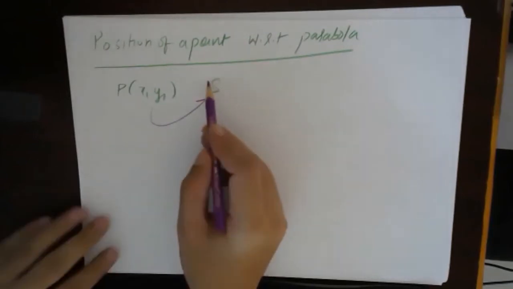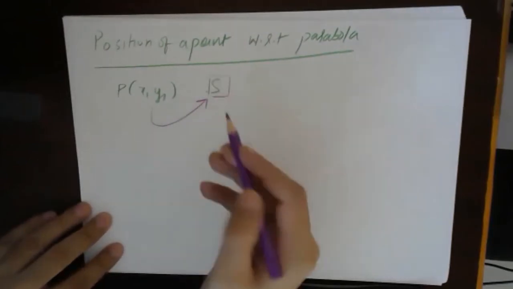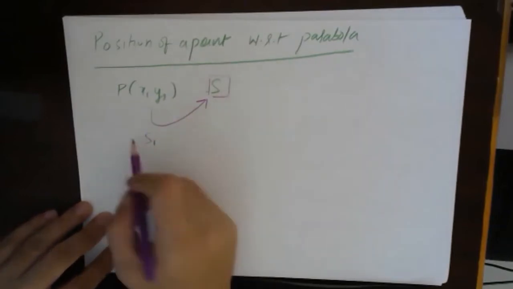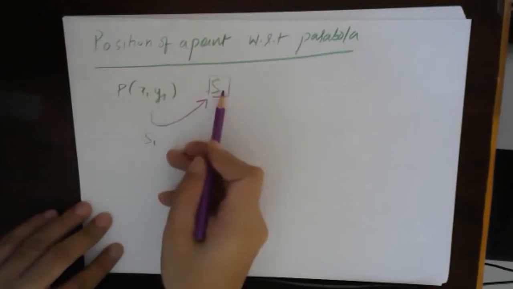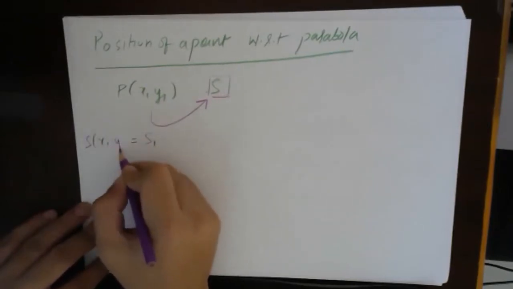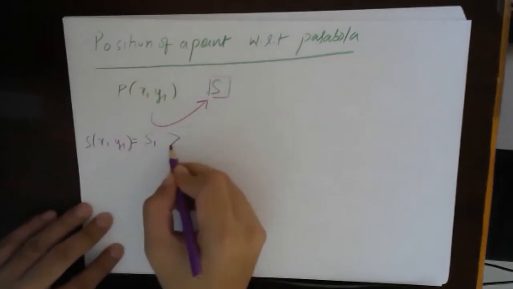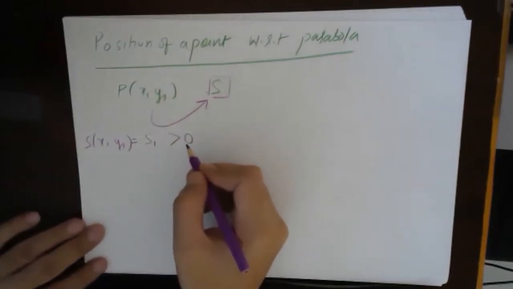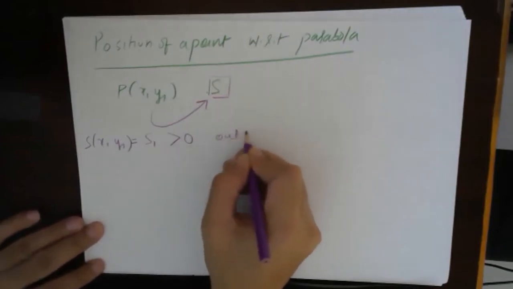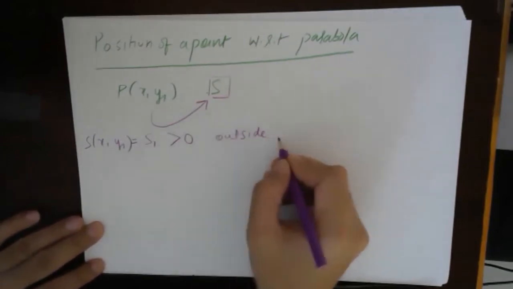Whatever you get after substituting the point, suppose this is S1. S1 is nothing but S substituted with x1, y1. If this S1 is greater than 0, then the point lies outside the parabola.